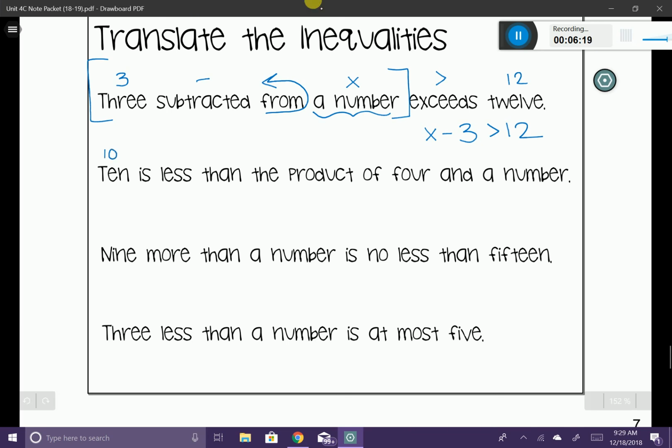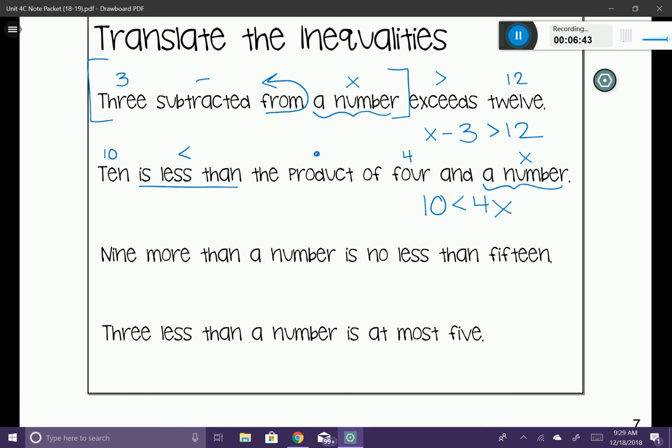The next one, let's annotate. 10 is less than, that's going to be our symbol is less than, the product, which is multiplication, of 4 and a number. All right, so let's translate this. 10 is less than the product of 4 and a number. There it is.